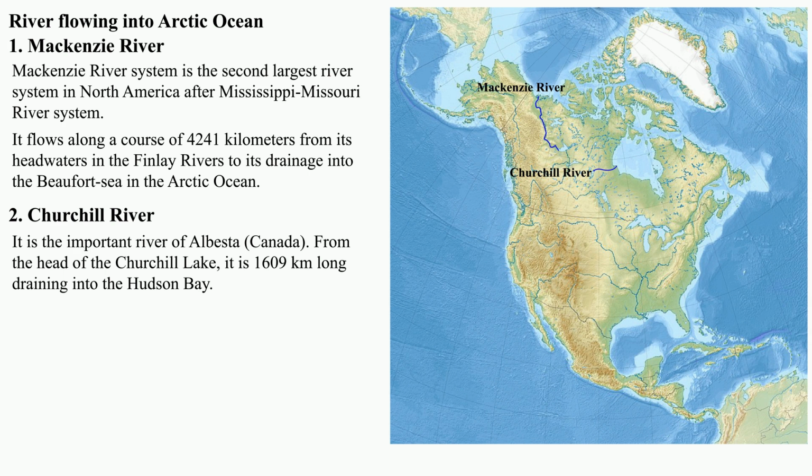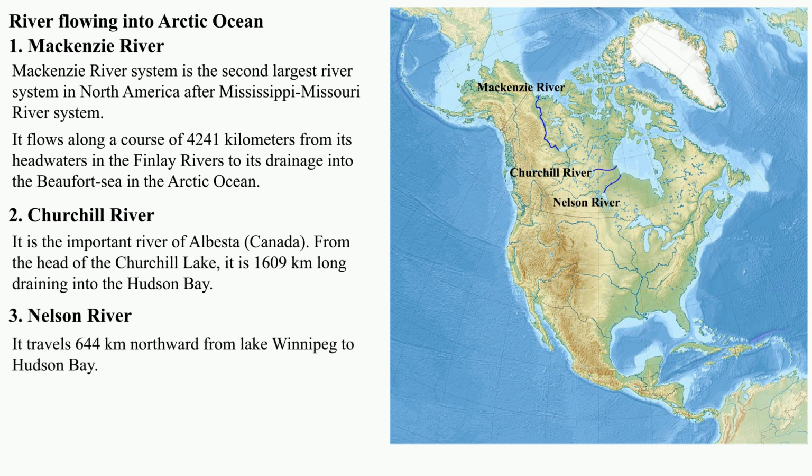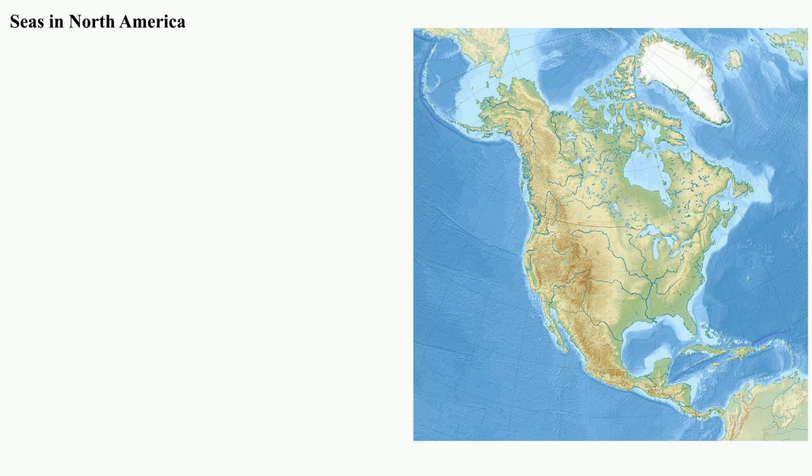Now the next important river is the Nelson River. It travels along 700 kilometers northward from Lake Winnipeg to Hudson Bay, and its total drainage area covers approximately 8 lakh square kilometers. Major seas in North America. We will start with the Caribbean Sea.